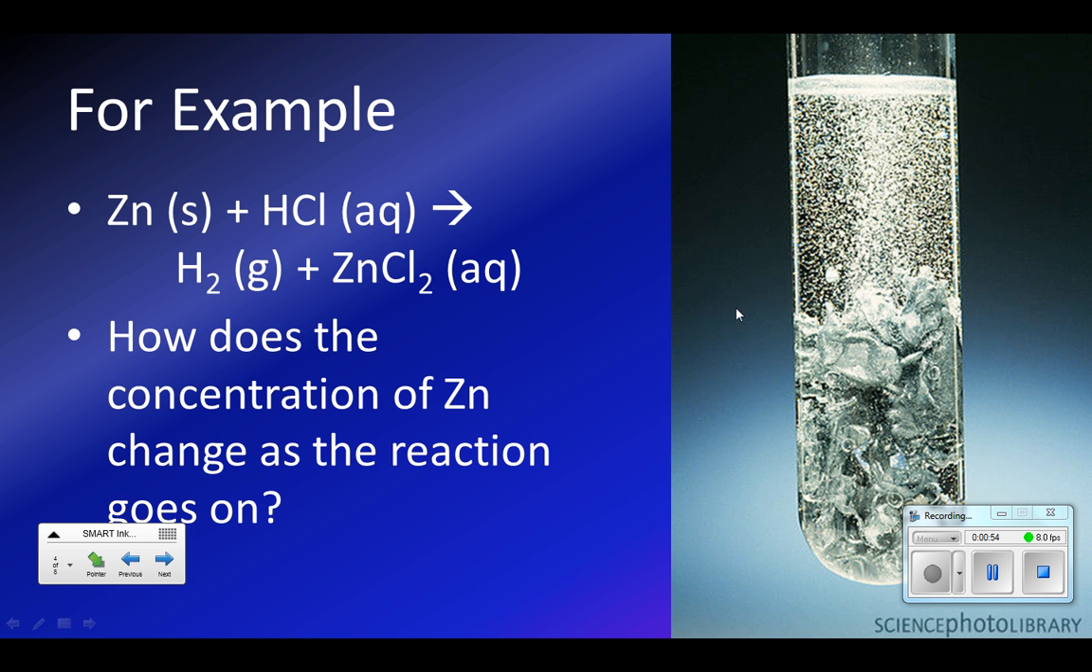So here's an example. This is zinc and hydrochloric acid. Here's a picture of it over here. The product of this is hydrogen, which you see bubbling off, and then zinc chloride, which stays in the solution. And so the question I've asked you here is, how does the concentration of zinc change as the reaction goes on? So I'm going to pause here for a minute and you think about that, and we'll come back and talk.